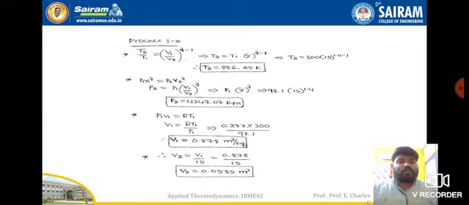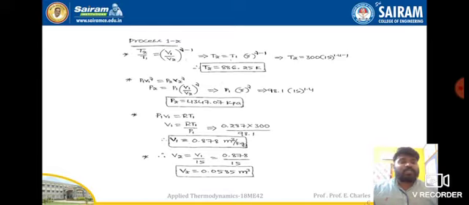Next, we know one more formula, P1 V1 is equal to RT1. With that formula, we will find out V1. These three things are the same as what we solved in the previous videos. For V2, the compression ratio is given as 15, V1 by V2. So V1 by V2 is equal to 15. Therefore V2 is equal to 0.0585.